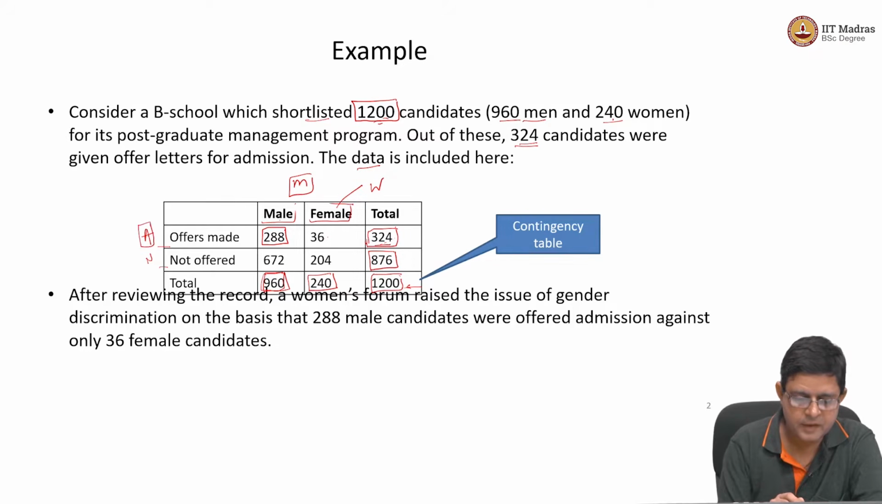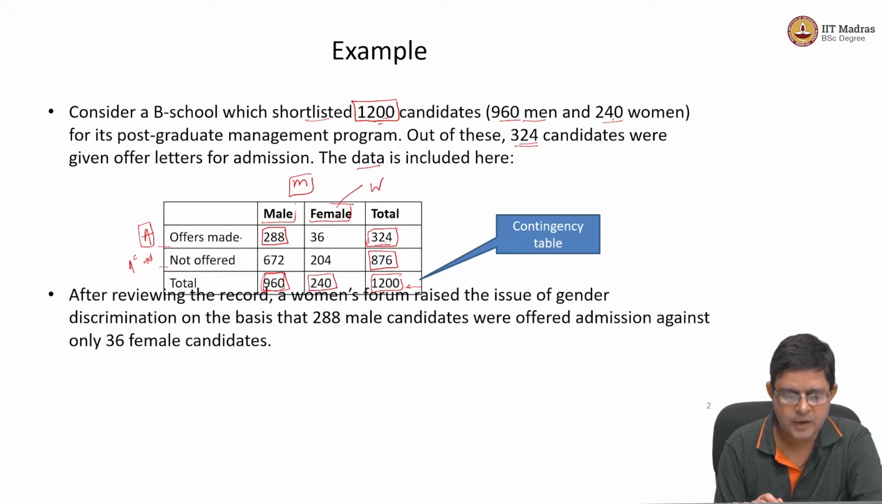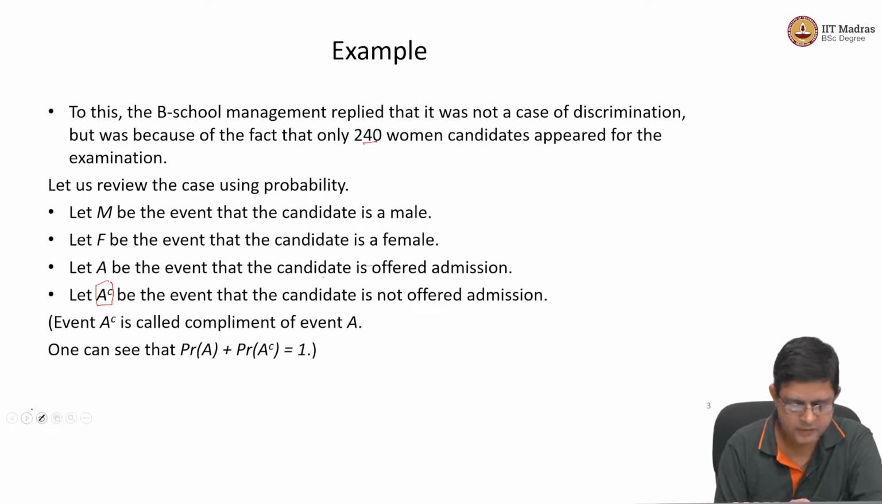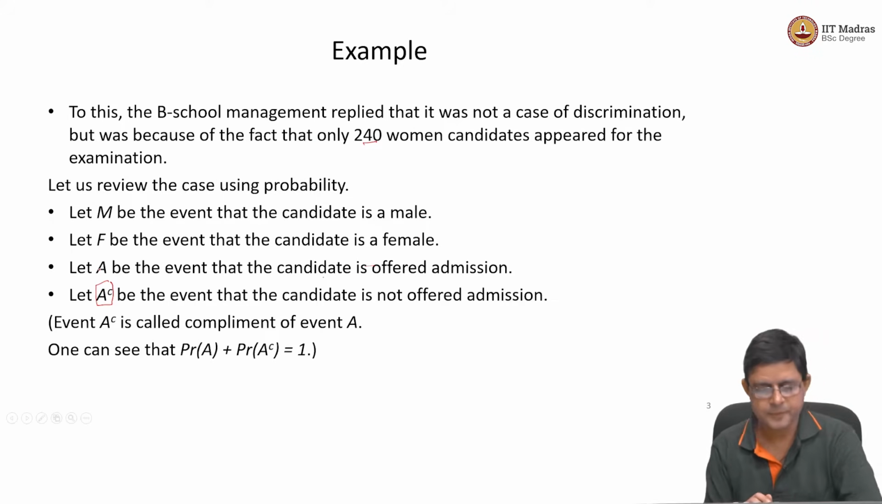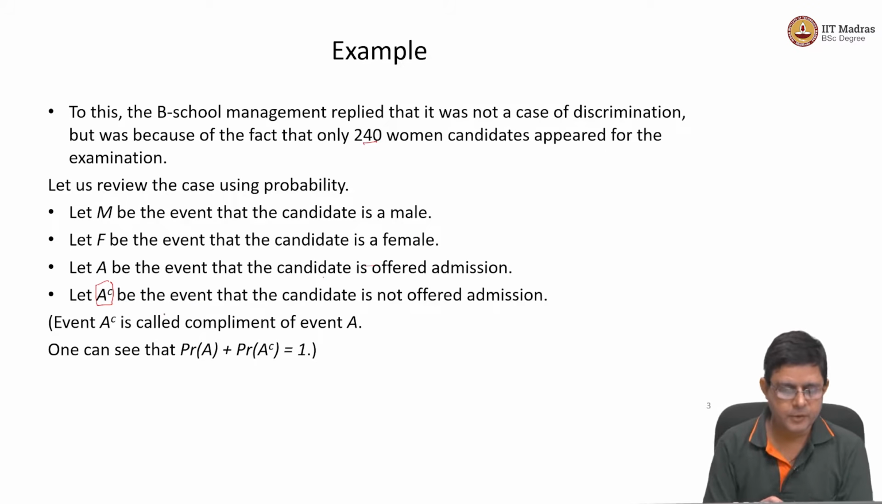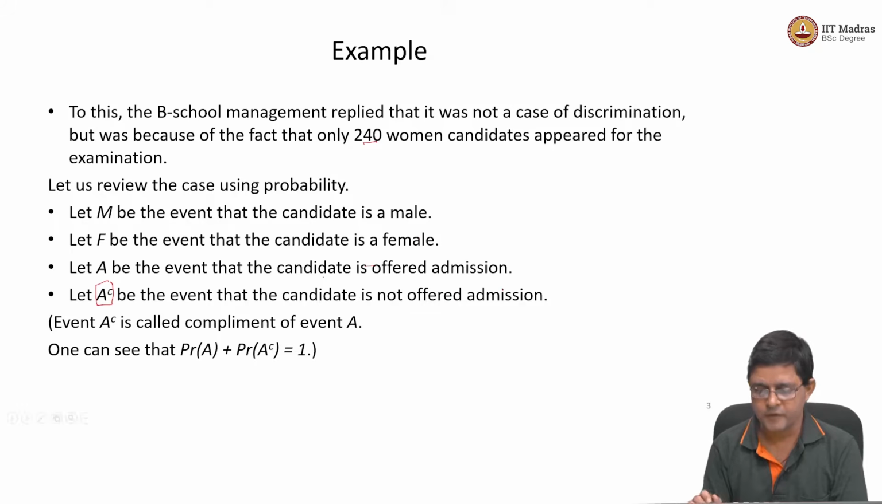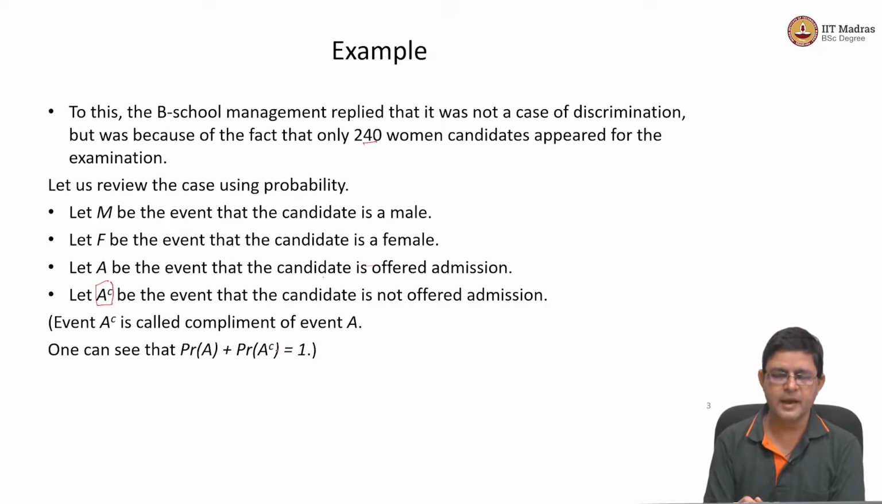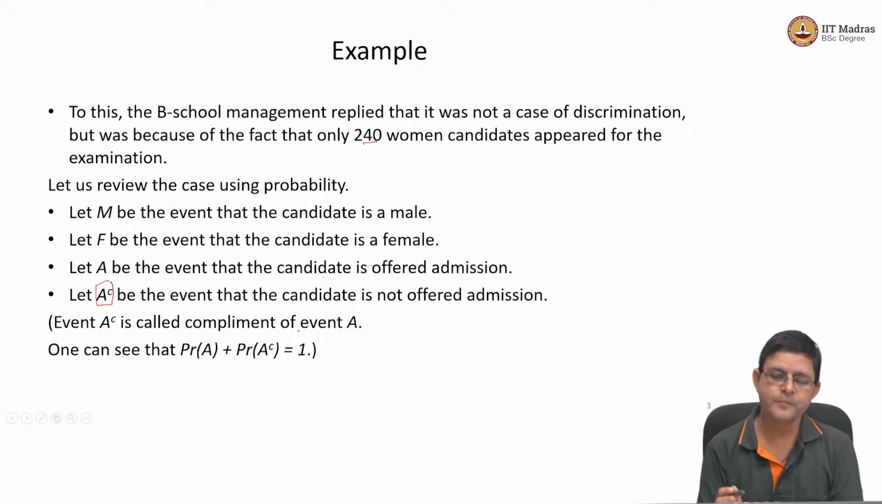So, if this event is A, you need not call the other event N, you can actually call it A complement, because there are only 2 possible options. Either the candidate is offered admission, or the candidate is not offered admission. That is why we do not waste notation, we can simply use A complement to denote the event that the candidate is not offered admission. Obviously, the probability of event A plus the probability of the complement event A complement has to be equal to 1. This is from the axioms of probability. Now, what are the axioms of probability? Go back and review your session on probability. You must have studied the axioms of probability before.